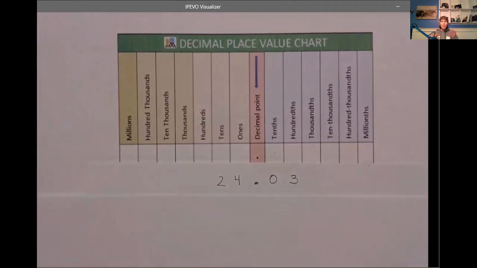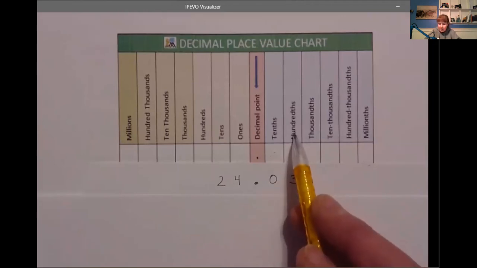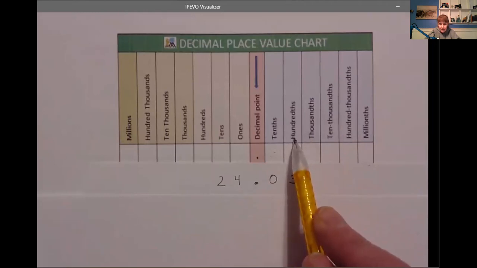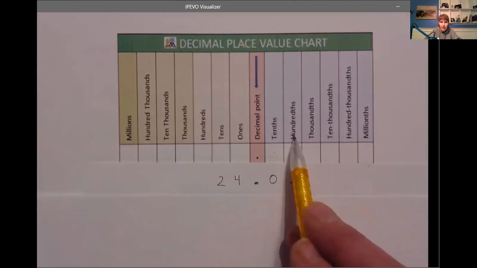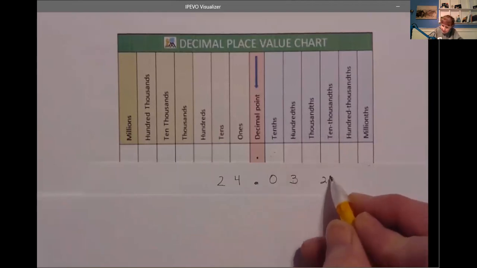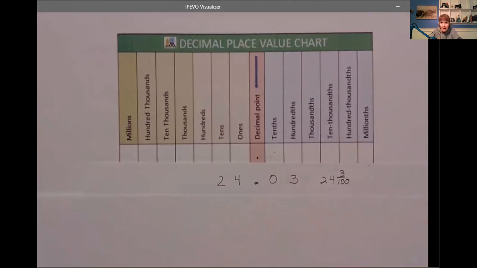This would be read 24 and, so the decimal is our word and, 24 and 300ths. So you read this, and then where the last place is, that's the name you attach to it. So this would be 24 and 300ths. To write it, I would write 24 and 300ths would be one way of writing that. They'll have you write it out in words too, and we'll practice that.